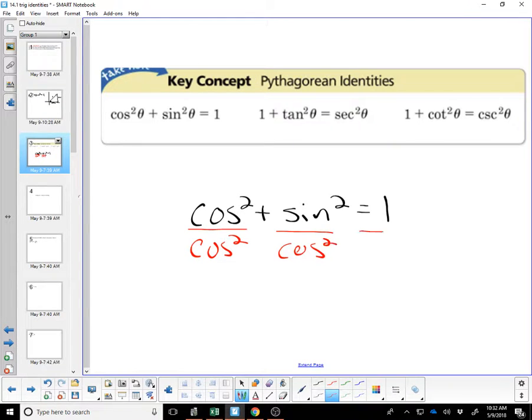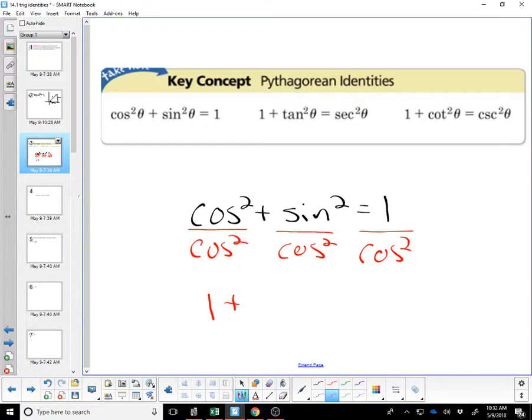Now, why would I do that? I don't know. We like math, and we just want to mess around with some stuff. But we could do that, couldn't we? As long as I do it to everything else. I did it to both sides. Now, here's my first question. What is cosine squared over cosine squared? That just is 1, isn't it?